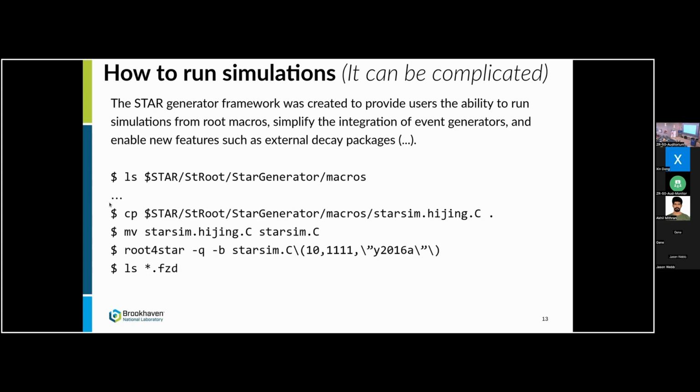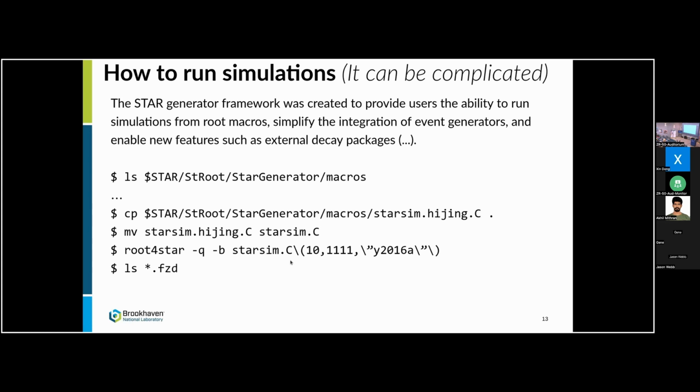Typically, what I would do is copy one of these macros, for example, starsim.hyging.C, to the local area. I would rename that to starsim.C, because within each of these macros there is a function called starsim, which you will be calling. Then you fire the macro up. The arguments to each macro change, so be aware of that. You'll have to open it up and look at it.